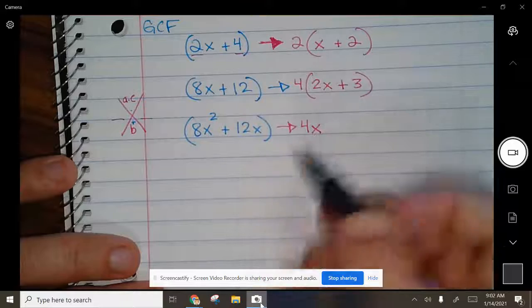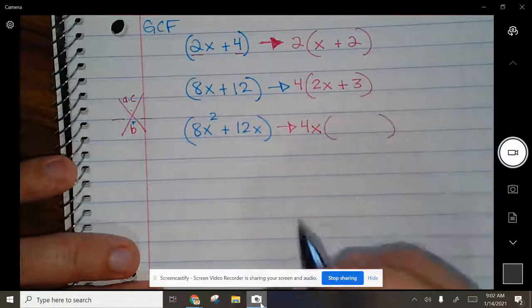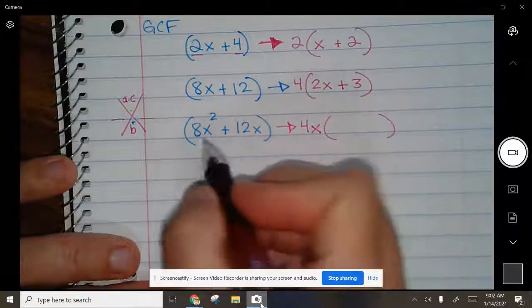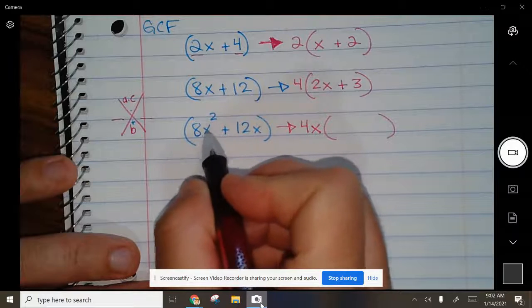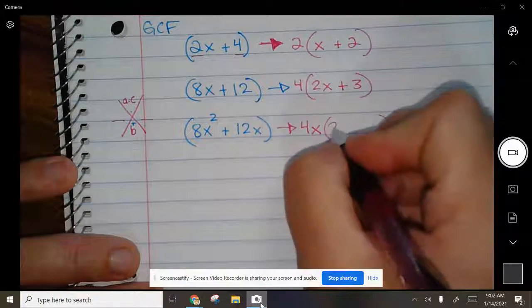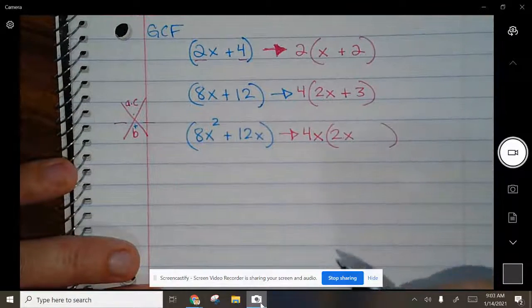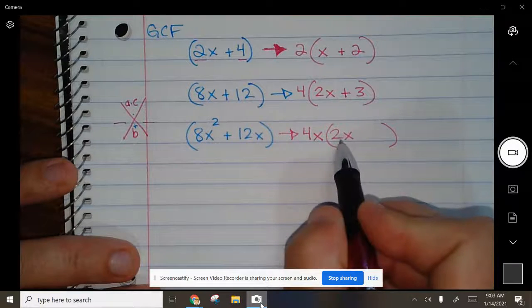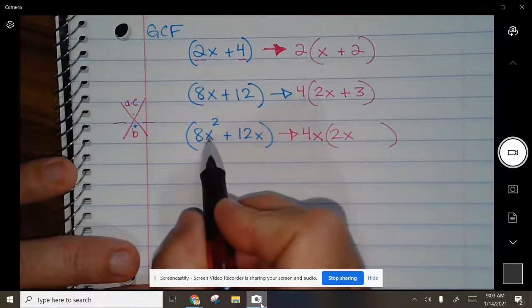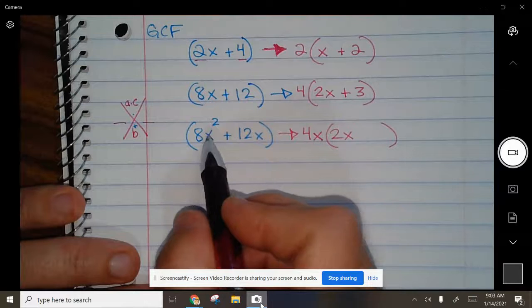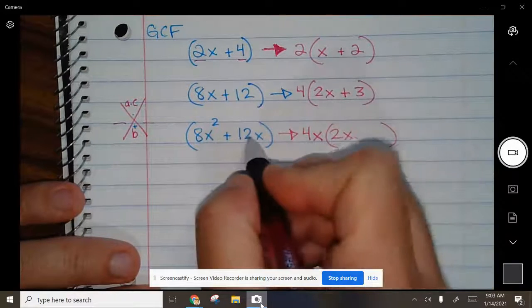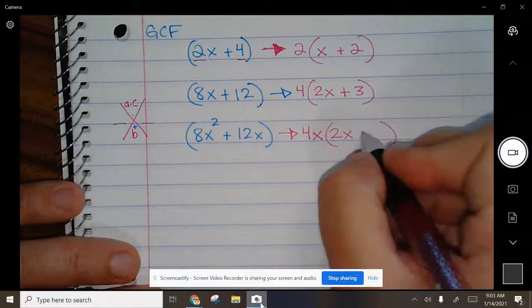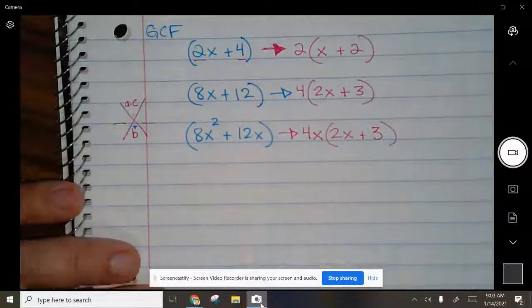I'm dividing out an x. What's left? If I take a 4x out of 8x squared, what's left? 2x. And think about it. What's 4x times 2x? 8x squared. That's a great way to check your work if you did it properly. Now, if I take 4x out of 12x, okay?